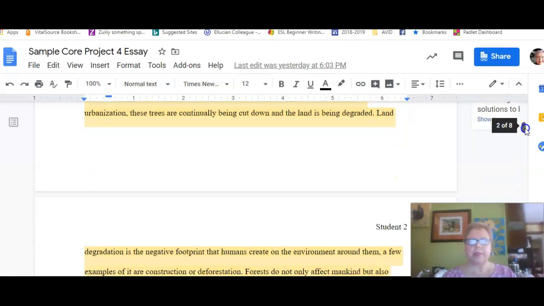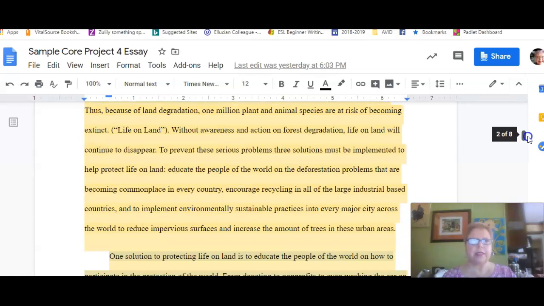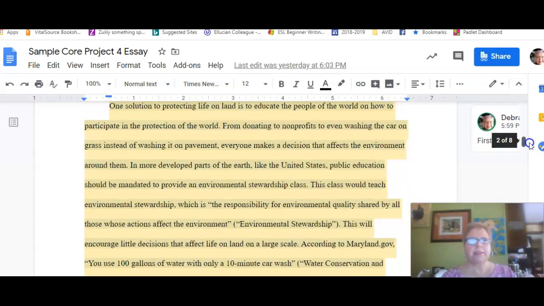Then here is his background paragraph, and he's brought in some evidence to back up what he has said. Remember, the background paragraph is to show your reader the severity of the problem. Why is this something that the United Nations thought needed addressing with one of these global goals? And then he has started his solution paragraphs here. So, one solution to protecting life on land is to educate the people of the world on how to participate in the protection of the world. Okay, so very, very simple, straightforward.